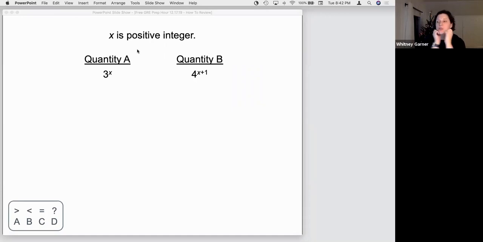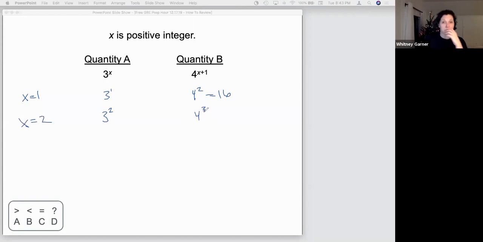Yeah, so we're trying to figure out which one of these is larger. Well, we saw the last time that if we tested out numbers, and since we've seen this one again, let's test out numbers. If x is 1, we get 3 to the first power versus 4 squared. Well, that one's 16. If I test out x is 2, we get 3 squared versus 4 to the third. We have a bigger number to a higher power. Every single time, quantity B is going to be bigger.